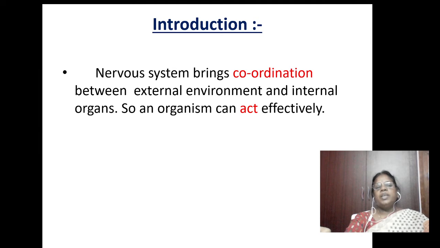Introduction. The nervous system brings coordination between the external environment and internal organs, so an organism can act effectively. That means here I am teaching a lesson and you are listening. I am the external environment, and your organs, that is the auditory organs and your brain, are the internal organs. So here there is a coordination between the external environment and internal organs in your body. So you, as an organism, can act effectively by listening to this lesson.